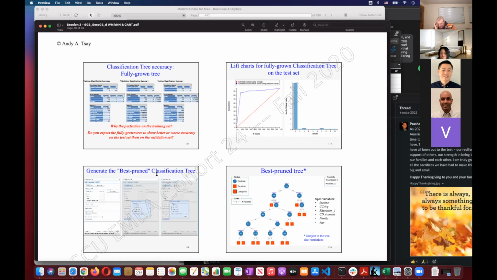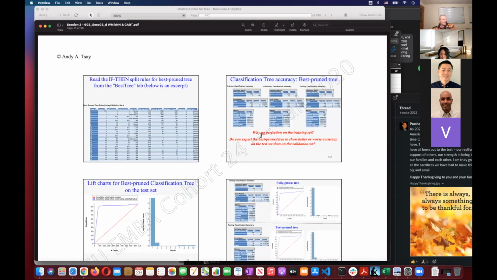No, I was saying that there was another one further, I think maybe 4 slides down. Yeah, there was another one. Why no perfection on the training set? And I think the answer for that one was different. Yeah, I think that's what Ben was asking also. Why no perfection on the training set? Because it's not a perfectly tailored tree. It's not a perfect split.